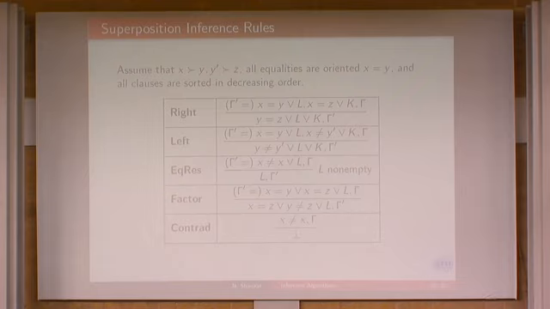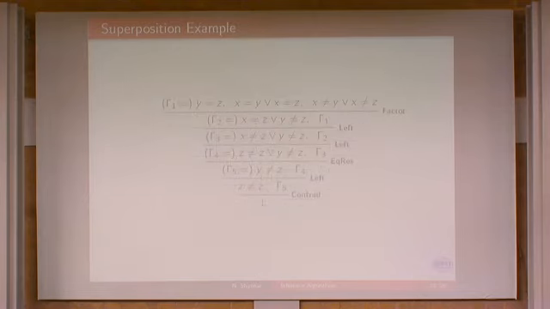So the main things to remember are factoring: x equals y or x equals z becomes x equals z or y not equal to z. And left, which is that x equals y or L with x not equals y prime or k becomes y not equal to y prime or L or k. Okay, so let's try and read this. It's a little hard following these mechanical rules.